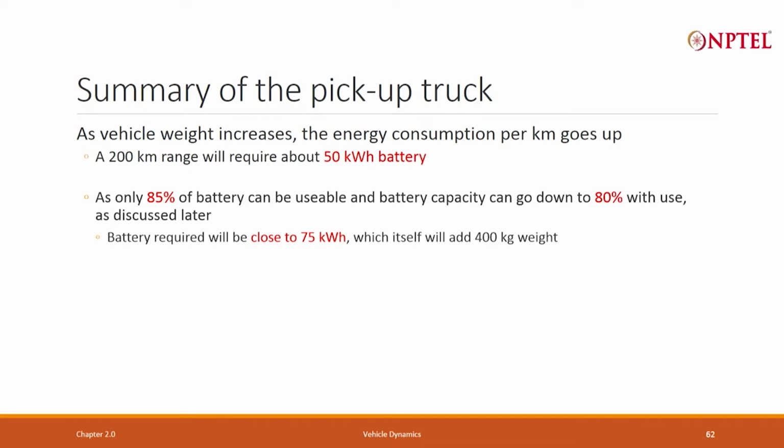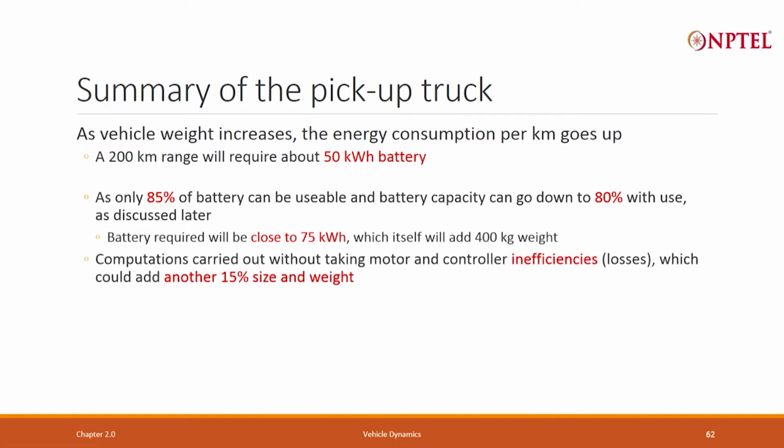Now, remember that 75 kilowatt hour battery itself will add 400 kg of weight. So, my total gross weight has to include this. If I have a smaller battery, 50 kilowatt hour, it will be less. So, we have to compromise, we have to figure out. Computations were carried out without taking motor and control inefficiencies, which could add another 15% weight and size.